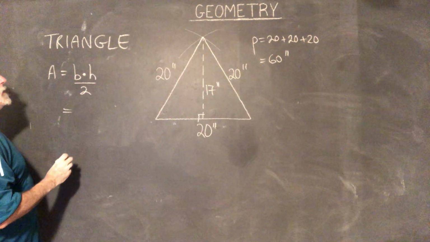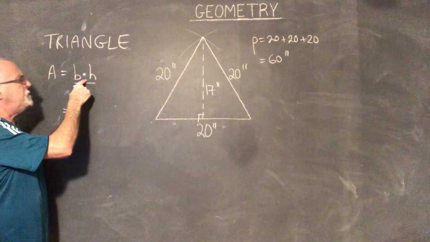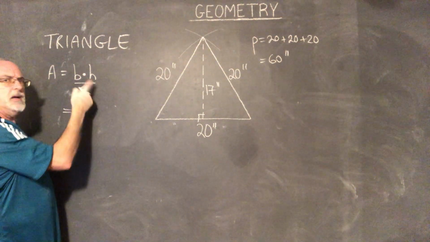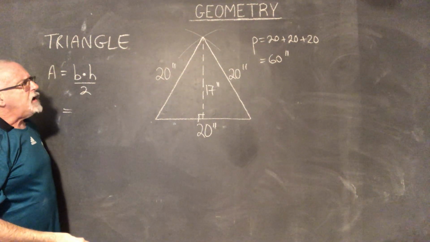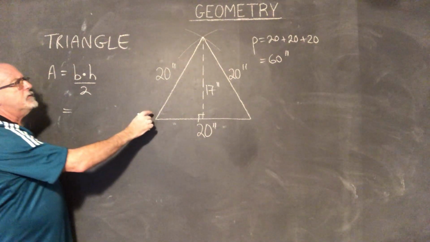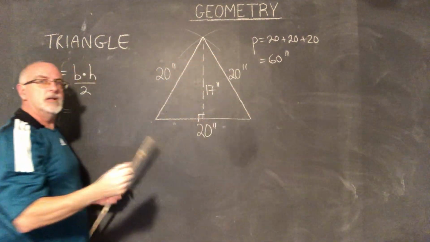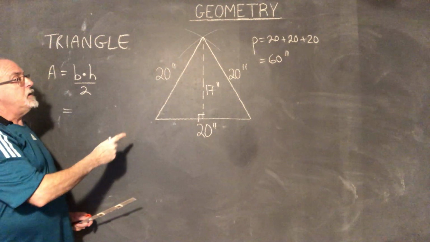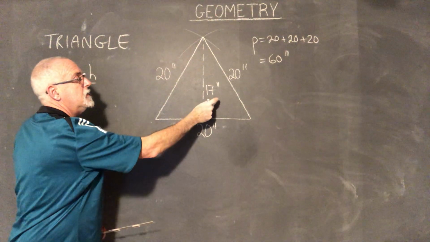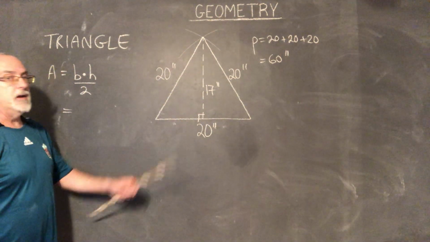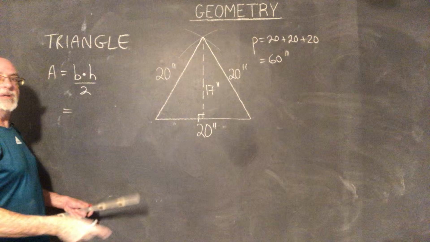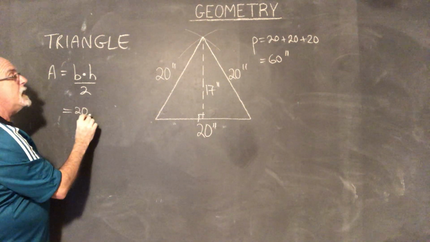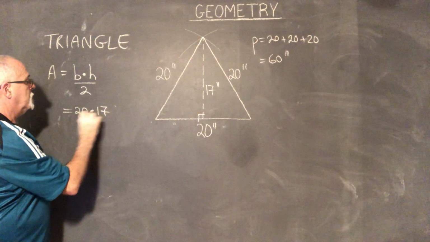The base times the height over 2. It looks like the rectangle formula and the parallelogram formula, but let's think about the rectangle formula. The base times the height, except we divide by 2. Why? Because if I were to draw a rectangle that this triangle just barely fit inside, the base times the height of that rectangle would be exactly twice as big as the base times the height of the triangle. That's kind of interesting, and that works with all triangles. So let's do it. 20 is the base, and 17 is the height.